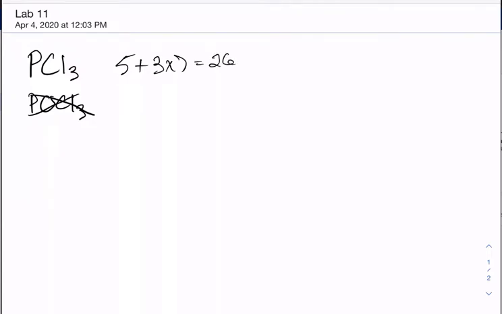That means I have a total of 26 electrons. Right? That's the number of electrons I'm going to have to be able to draw my structure. Now, to start putting this structure together, the skeletal structure is always going to start with a central atom.